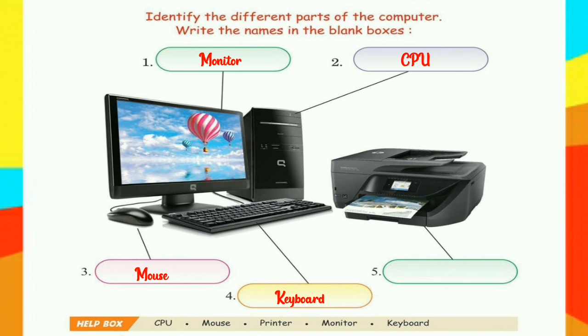Okay, now next and last, what is this picture about? Yes, it's a printer. A printer puts words and pictures from the computer onto paper. So a printer is also an output device.